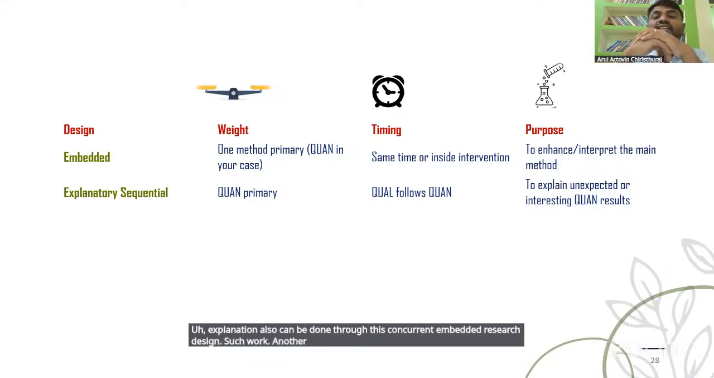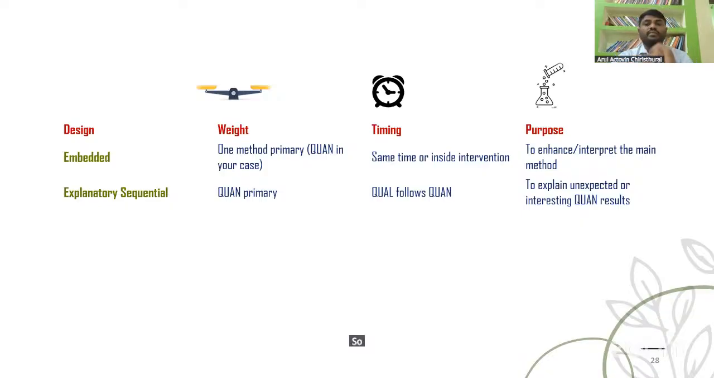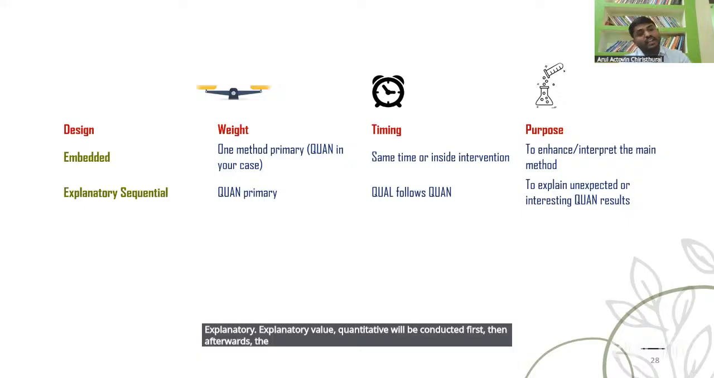Sometimes we have a certain confusion between embedded and explanatory sequential. In explanatory, the quantitative will be conducted first. Then once the data collection is over, we go for qualitative based upon the unexpected results, to give an explanation.